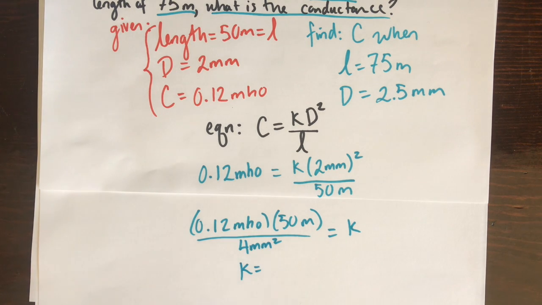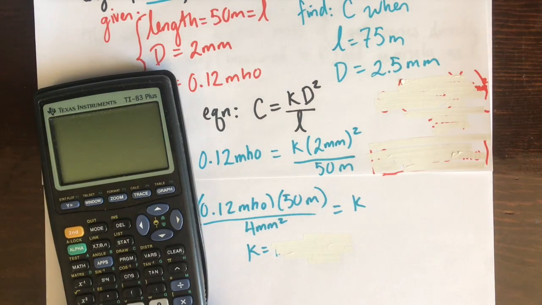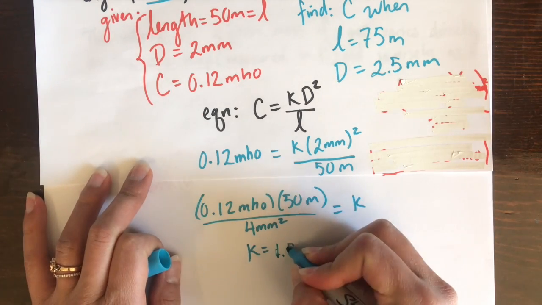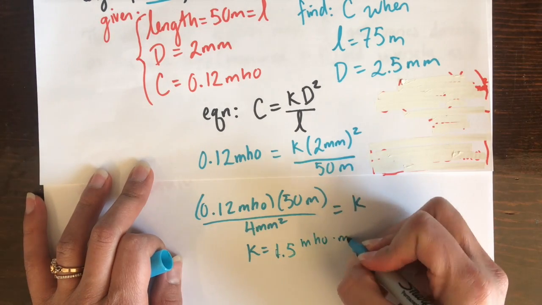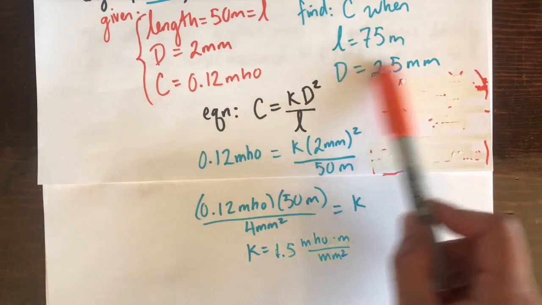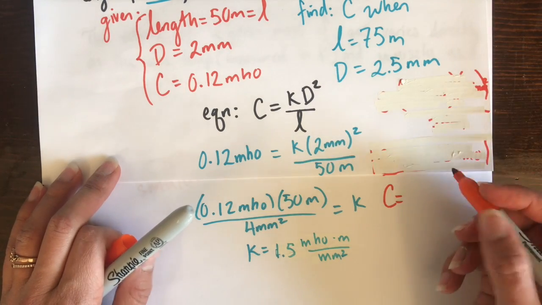And then I figure out what this is by just plugging all this into my calculator, 0.12 times 50 divided by 4, and I end up figuring out that this is going to be 1.5 mho. Okay, so this is, and it's not mho, sorry, it's mho times a meter divided by a millimeter squared. Your K's are always going to be like super weird units. Don't worry about it too much, right?